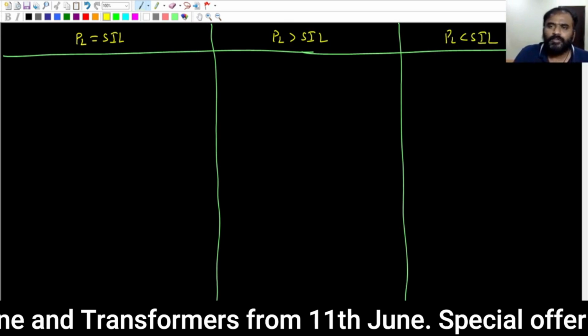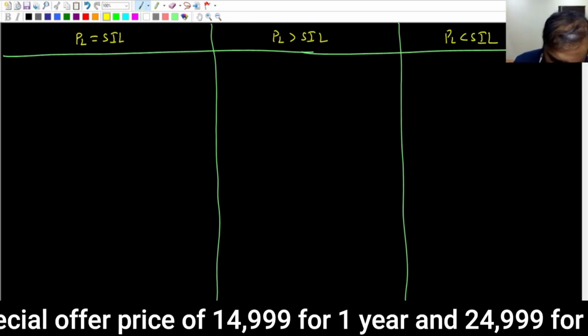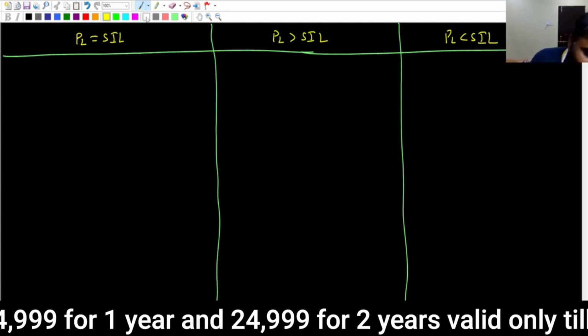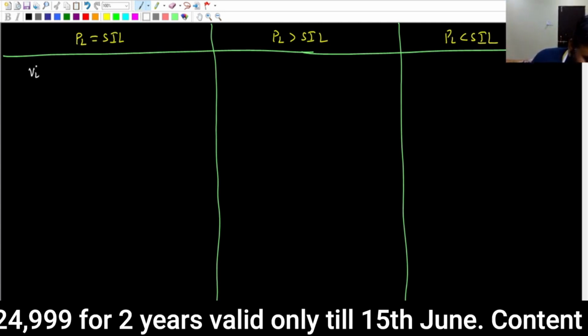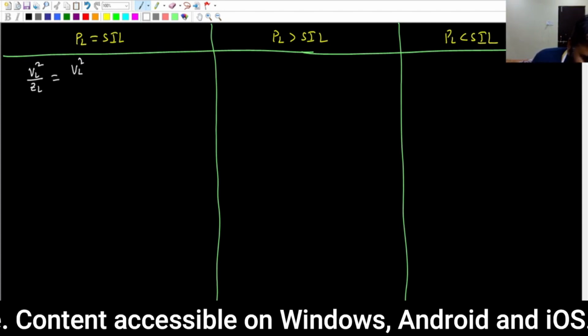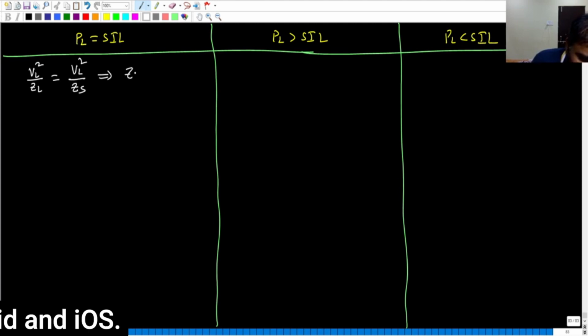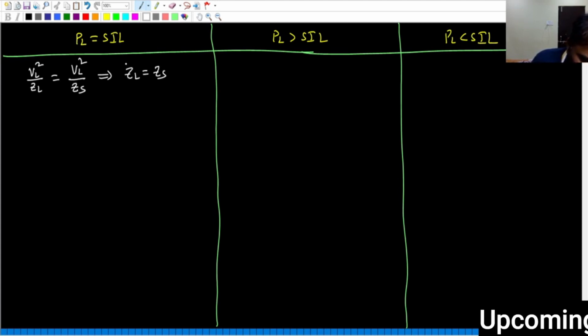Okay, now let's see what happens. First important thing, let's see what is loading. Loading is nothing but VL squared by ZL. That is equal to VL squared, line voltage squared, by ZS. This implies ZL equals ZS here. This we already proved.